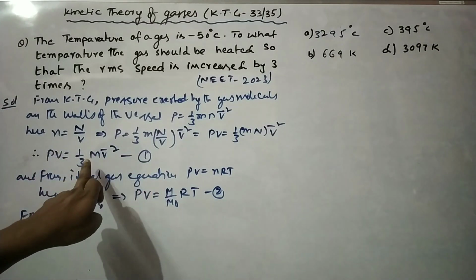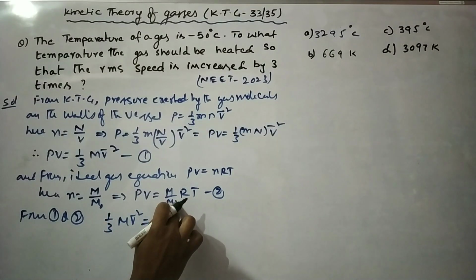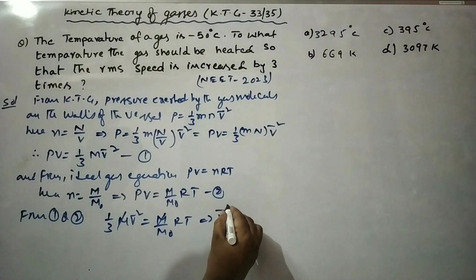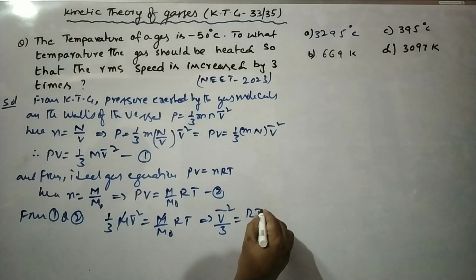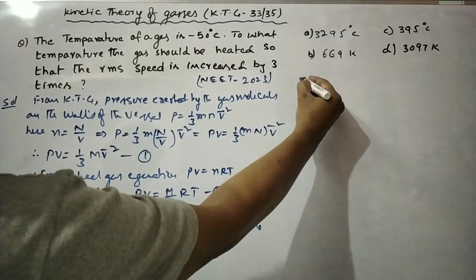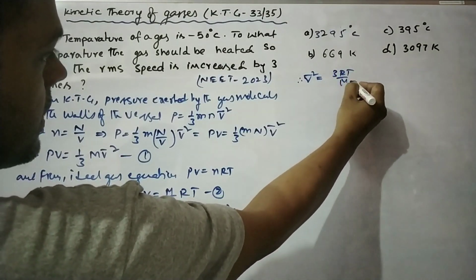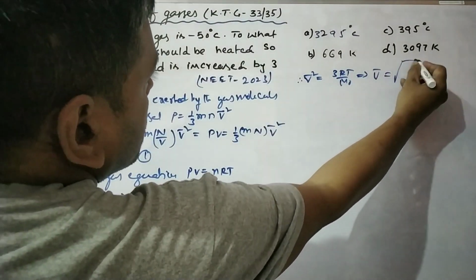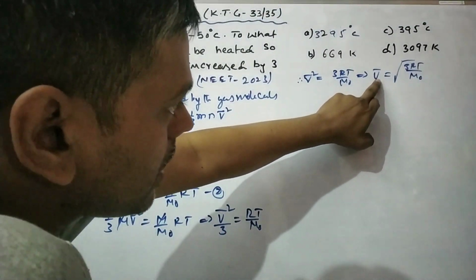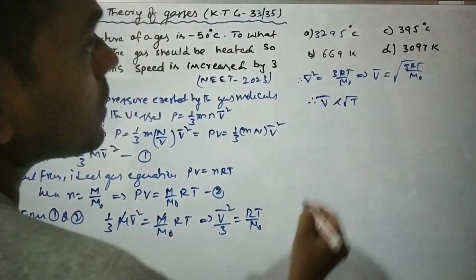Now from equation 1 and 2, you should equate PV. From equation 1, 1/3 M into v bar square is equal to PV. From equation 2, PV is equal to M by m naught into R into T. On both sides, M is cancelled. That implies v bar square by 3 is equal to RT by m naught, isn't it? So v bar square is equal to 3 RT by m naught. That implies v bar is equal to under root 3RT by m naught. So from this equation, we get the relation between RMS speed and absolute temperature. Therefore, RMS speed is directly proportional to the square root of absolute temperature.